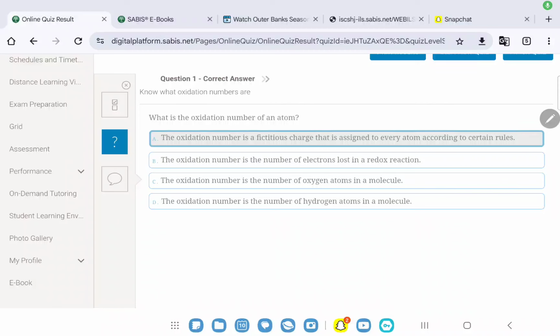So today we're going to be solving the week 3 chemistry AMS quiz, and let's begin. What's the oxidation number of an atom? An oxidation number is the fictitious charge that is assigned to every atom according to certain rules. This is the definition of the oxidation number. We must memorize it. You can't not memorize it. Now let's move on.